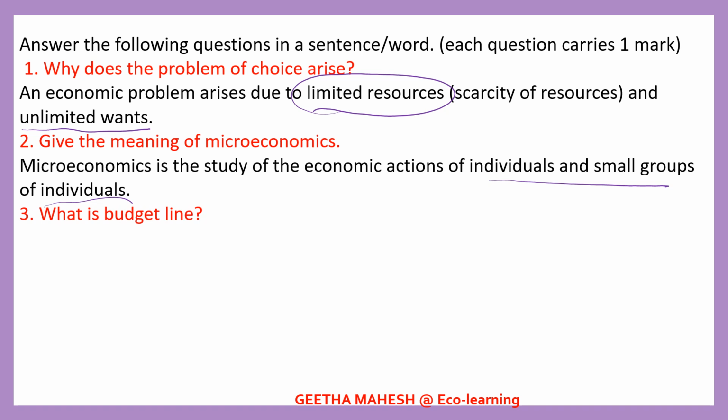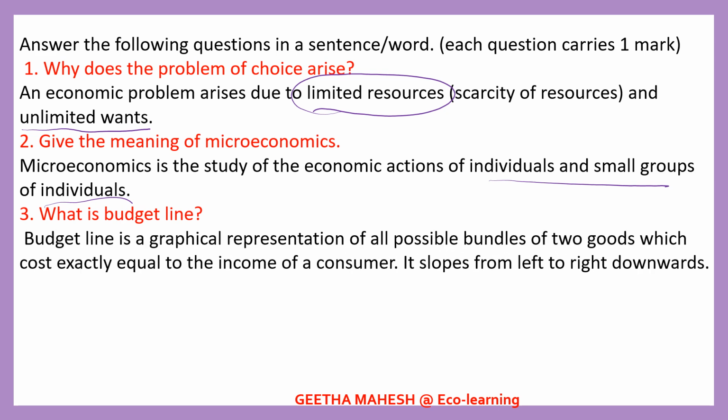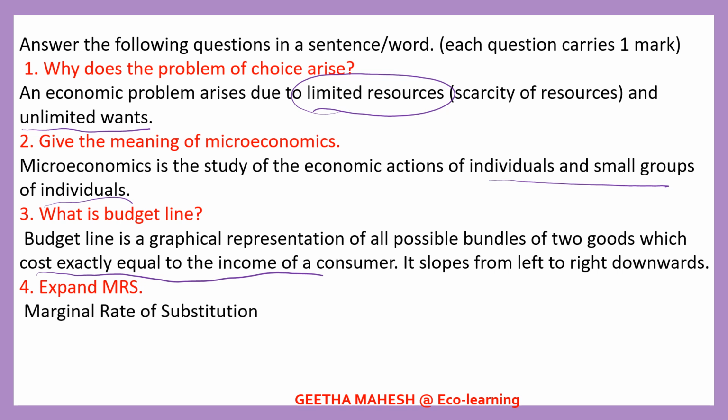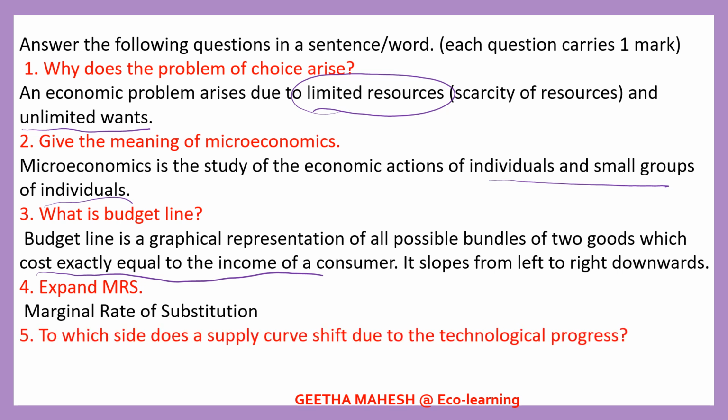What is budget line? Budget line is a locus of all possible combination of two goods or bundles of two goods whose cost is exactly equal to consumers' income. So usually it slopes from left to right downwards. Next ನೋಡೋದಾದ್ರೆ expand MRS. So ಅದಕ್ಕೆ expansion, marginal rate of substitution. So dear students, ಇವೆಲ್ಲನೂ ನಾವು important questions, ಇವೆಲ್ಲ ಪಕ್ಕ ಪ್ರಿಪೇರ್ ಆಗಿ ಹೋಗ್ಬೇಕು ಅಂತ ನಾನು ಹೇಳ್ತೇನೆ.